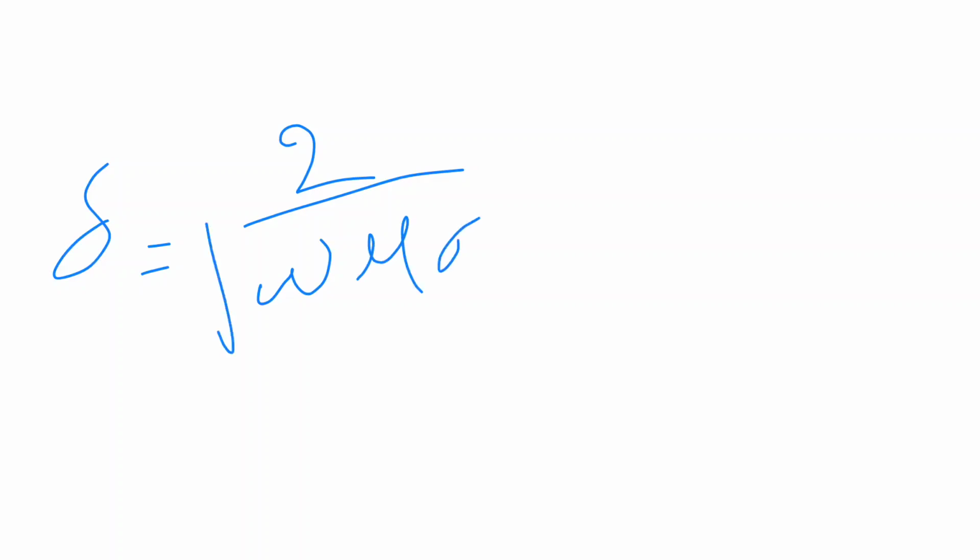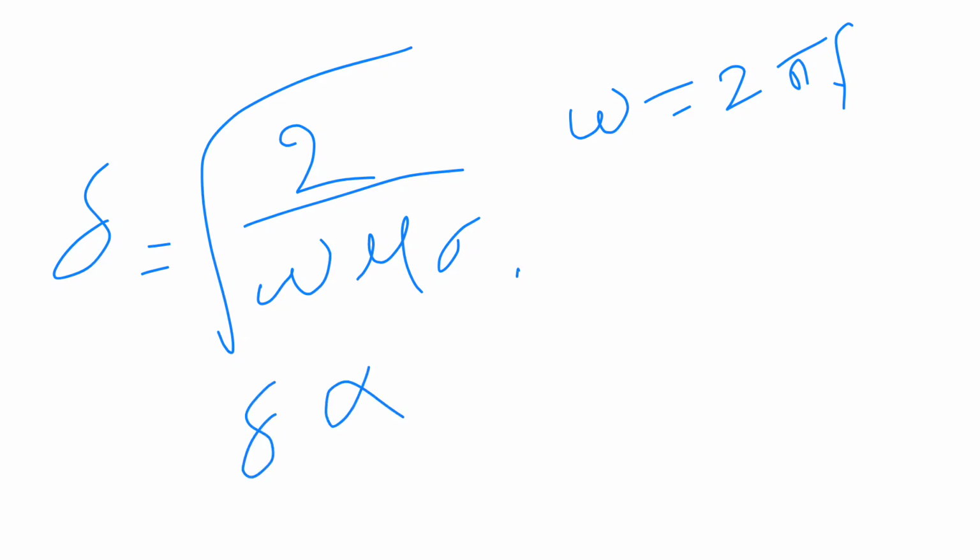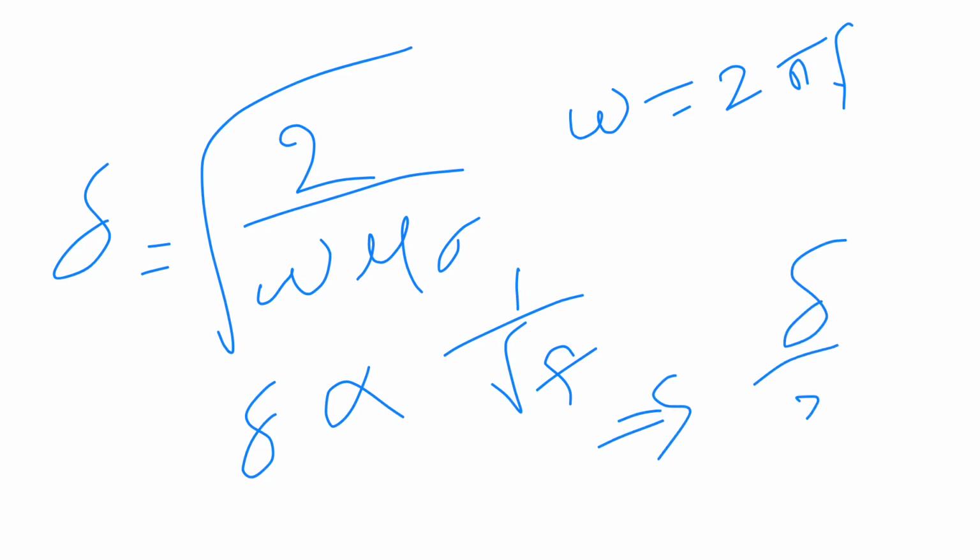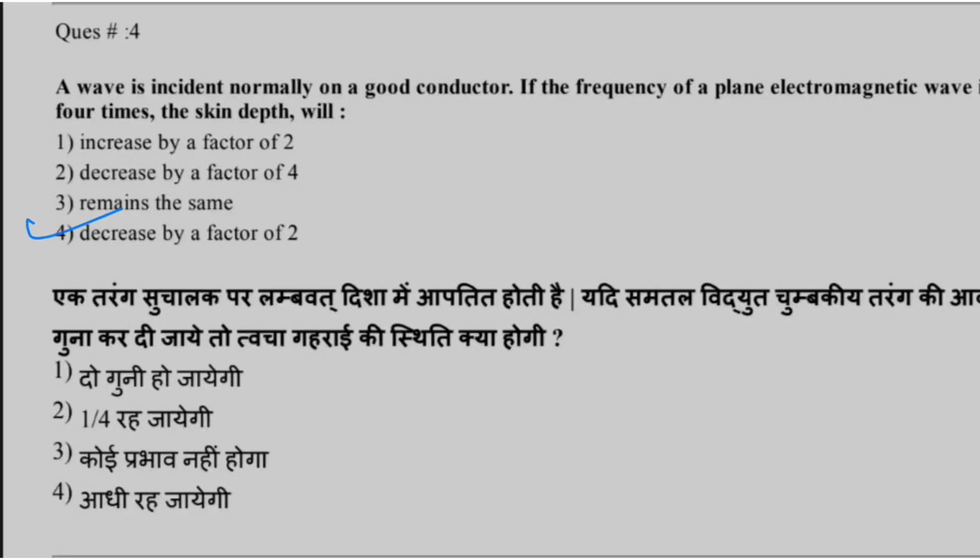sigma. Since omega equal to 2 pi f, delta is inversely proportional to square root of frequency. So we can calculate: frequency is 4 times increase, that means delta by 2. So the right answer is option 4, decrease by a factor of 2.